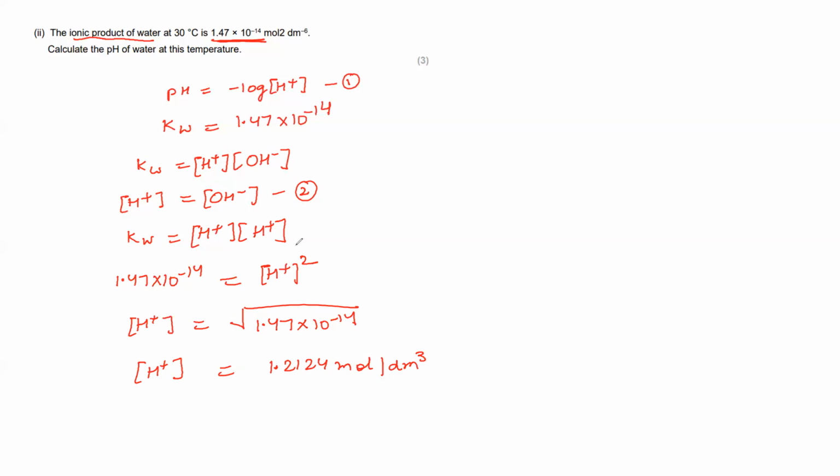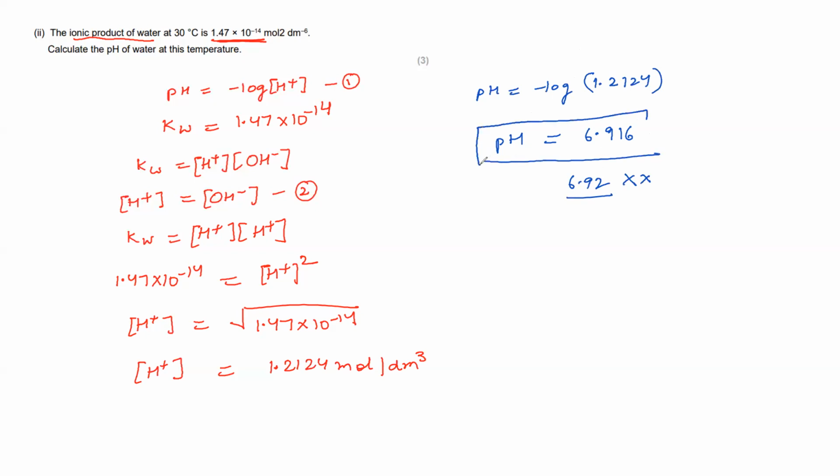Fine, now we have the H positive concentration. Now what we have to do, we have to find the pH. How will we calculate that? Using equation 1. We have the concentration of H positive, we will put it. So pH equals negative log concentration of H positive, which is 1.2124. After solving it, just take the log of this and you will get 6.92. So this is your answer. Don't round it off. Just keep it as it is.